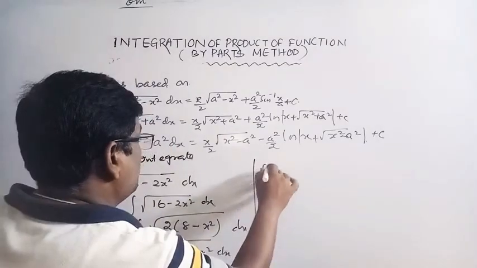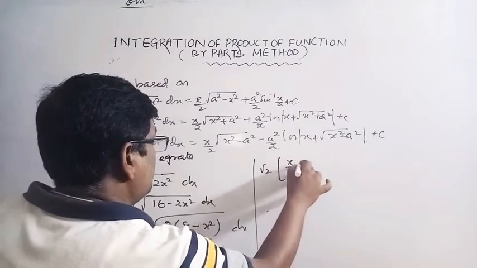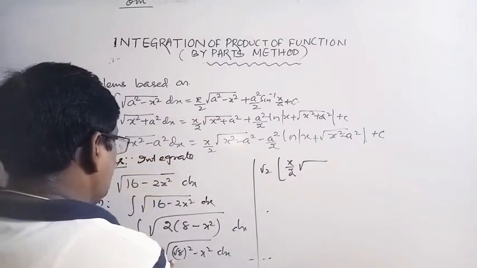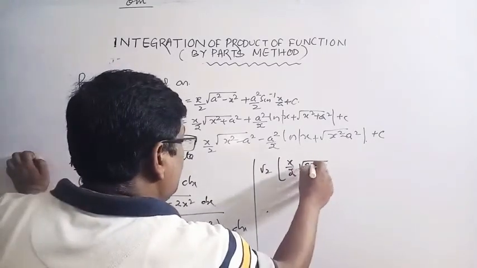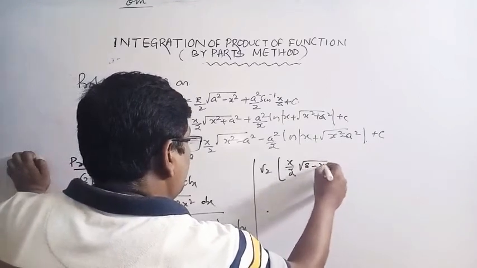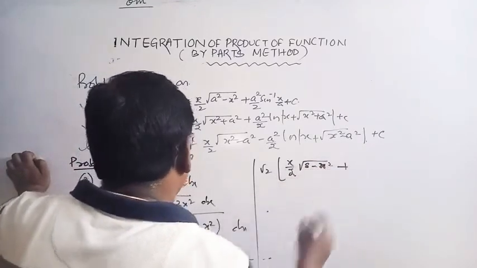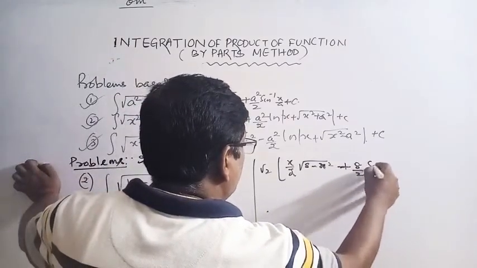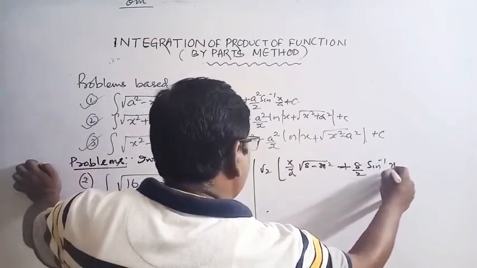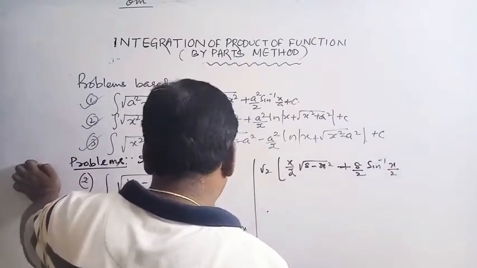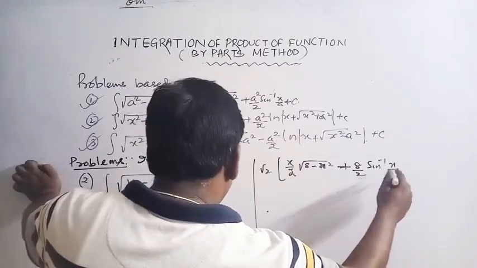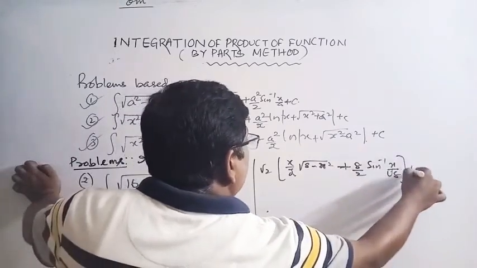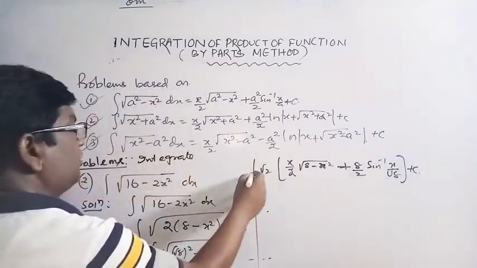Root 2 into x by 2, sorry, this is x by 2 and root over a square minus x square, means 8 minus x square, plus a square by 2. A square means 8, by 2 sin inverse x by what? x by a. A means root 8. Plus c. This is the answer. Clear?